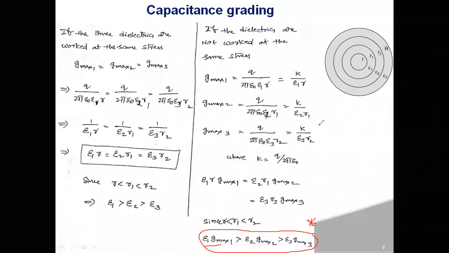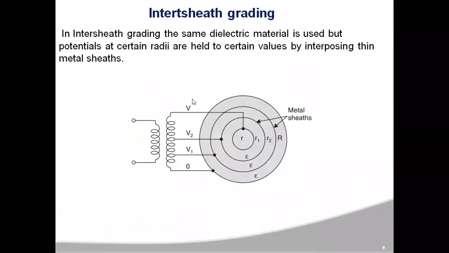Suppose if the Gmax values are all the same, Gmax 1, Gmax 2, then epsilon 1 will be greater than epsilon 2, which will be greater than epsilon 3. This condition you will get. If the dielectric materials are not working at the same dielectric stress, then you have to consider this condition. You have to place the dielectric material which has the maximum product of permittivity and dielectric strength. On this we will do one or two problems, then you can understand. So go to the problem.